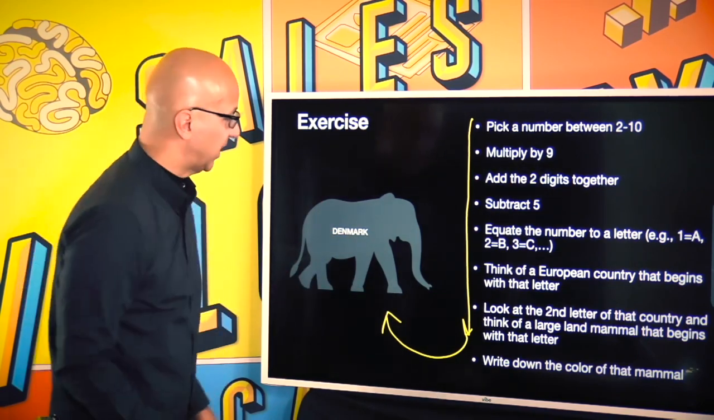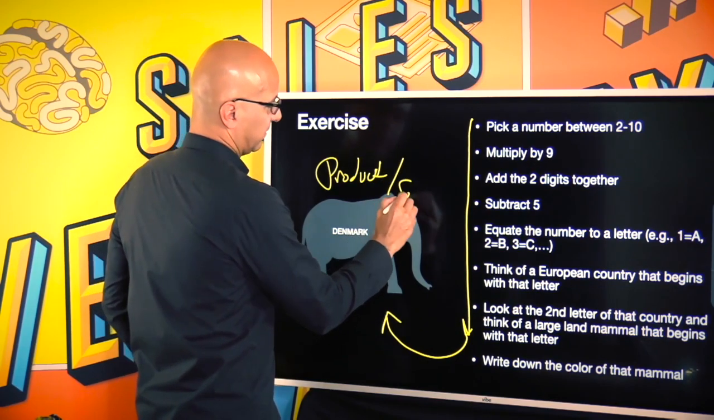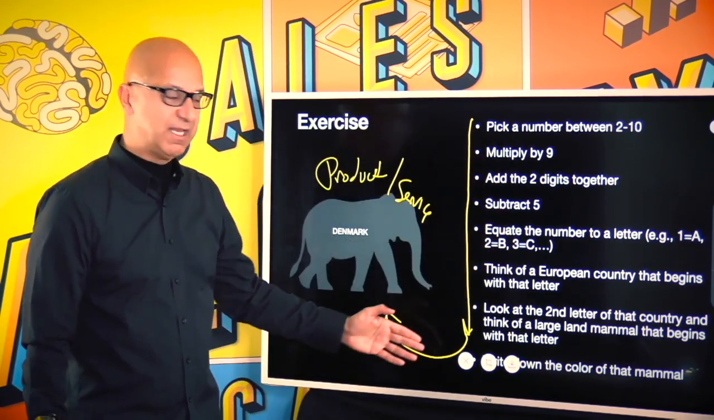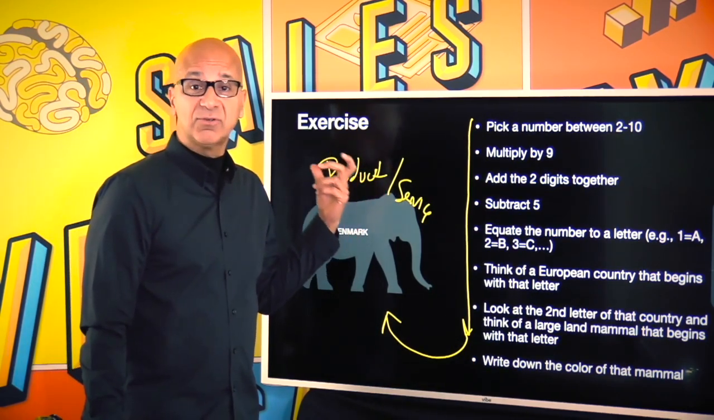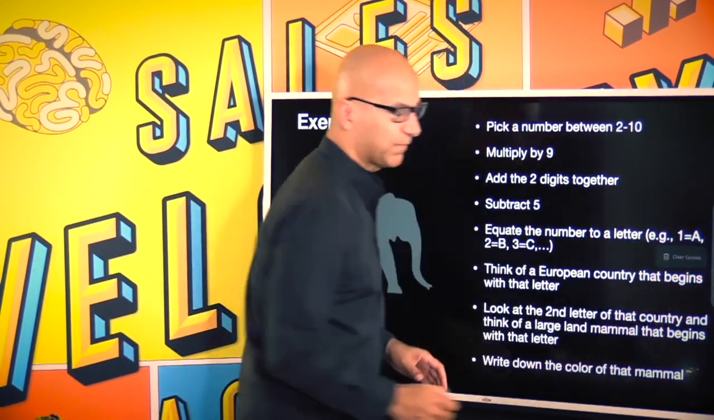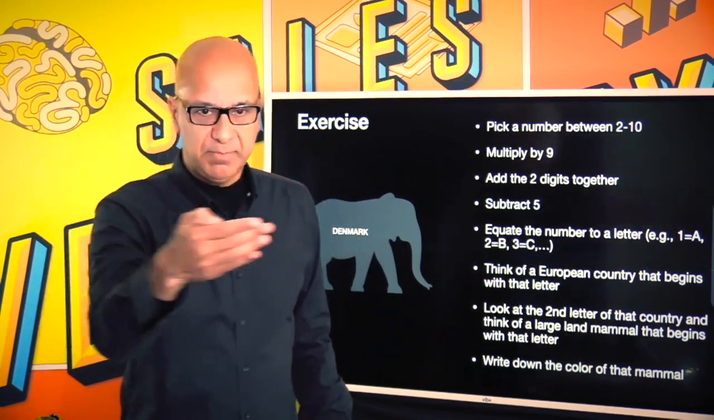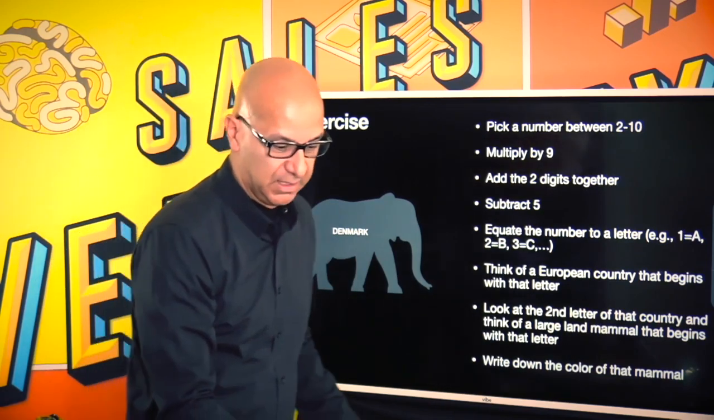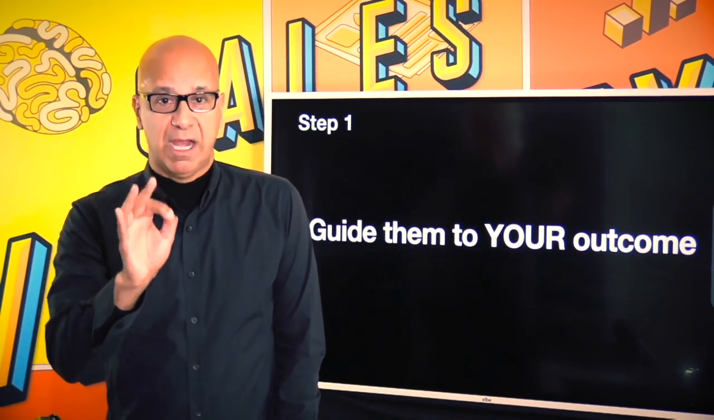In your case, this would probably be a product or a service that you offer. By asking the right questions, you're guiding them to the product or service, or more importantly, the ideal features and services that you want to offer or sell them. Now, let's push further. My point here is that by asking the right questions, I can guide people to the conclusion I want them to arrive at, which is the gray elephant. So step 1, guide them to your outcome.